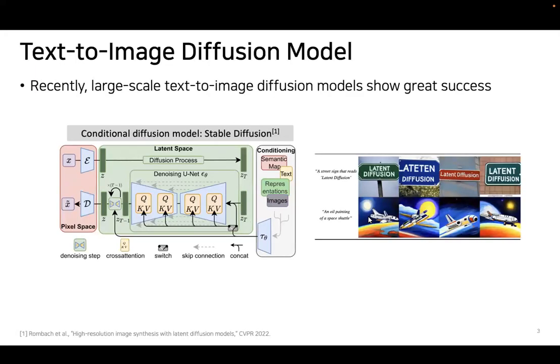Okay, the contents are like this: motivation, preliminary steps and method, experiments, and conclusion. So, as Sungbin said, maybe all of you know that text-to-image diffusion models have had great success. Like this is Stable Diffusion. Sungbin said these are latent diffusion models. So many research directions have followed from this great success.